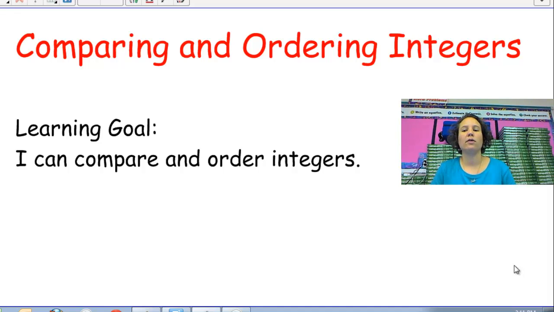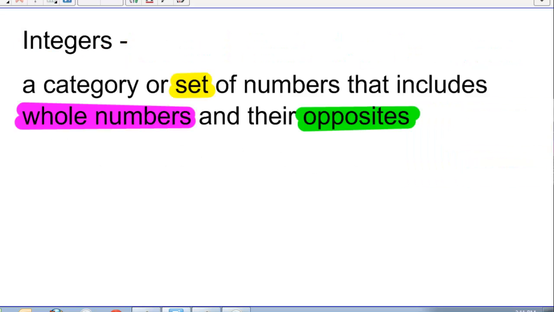We're going to talk about comparing and ordering integers, and this is our learning goal that says I can compare and order integers. Probably seems kind of obvious. So the first thing we need to know if we want to compare and order integers is what are integers?